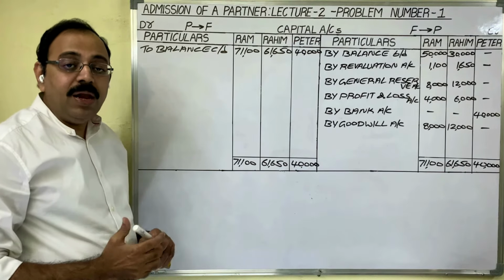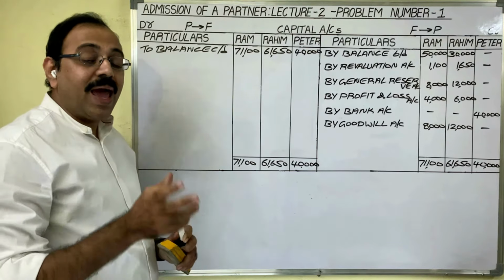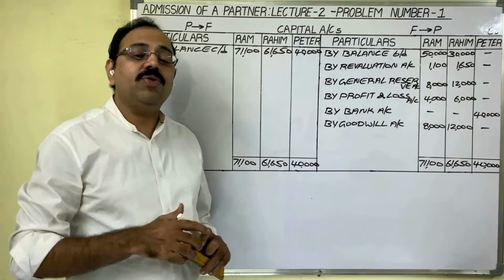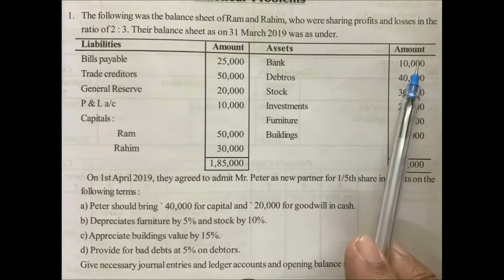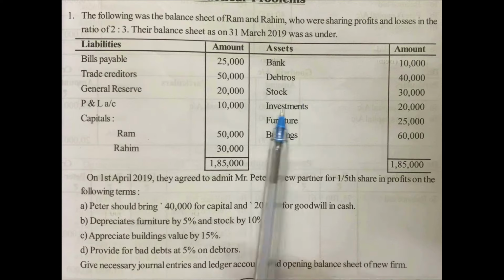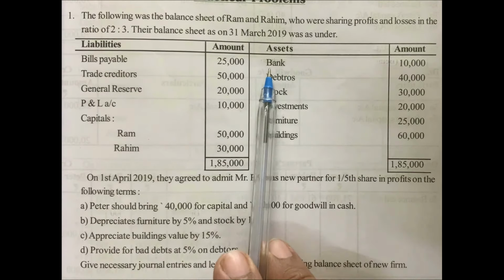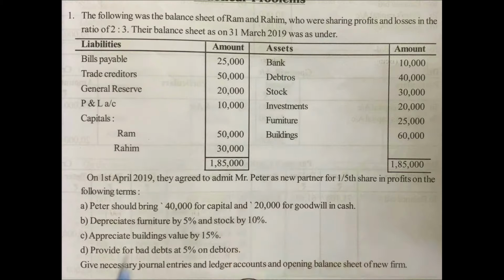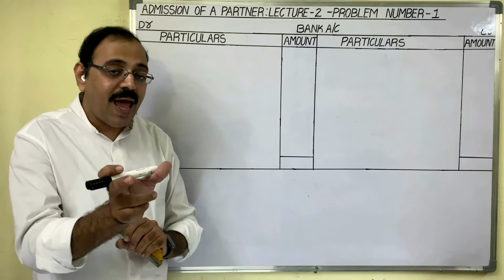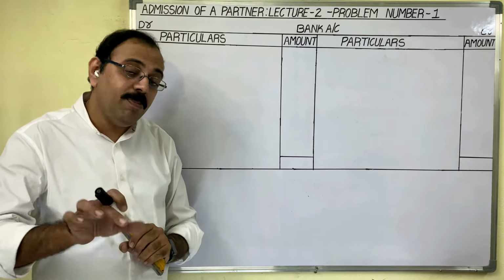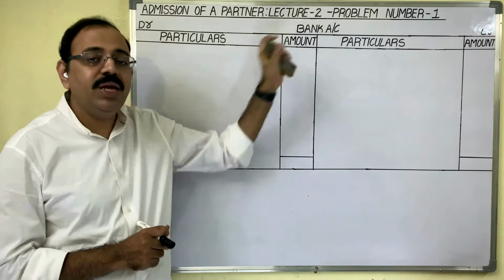Next, we have to prepare the cash account or bank account. Now the question is, do we have to prepare the cash account or the bank account? Under the balance sheet, the bank balance is given as 10,000 and there is no cash balance. As only the bank balance is given in the question, we have to prepare the bank account. Suppose in the old balance sheet on the asset side, he has given a cash balance and he has not given a bank balance. In that case, we have to prepare the cash account here.